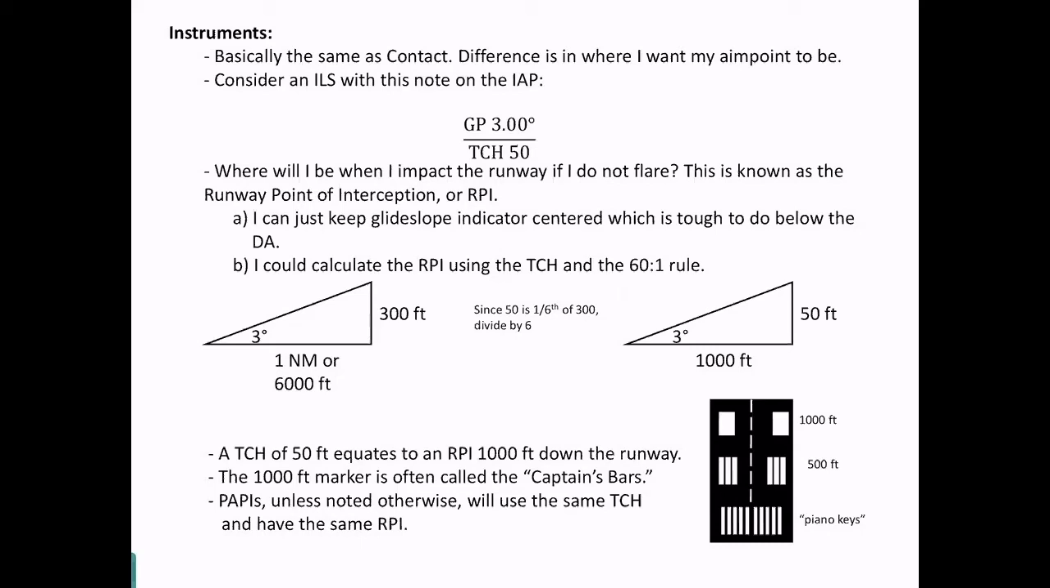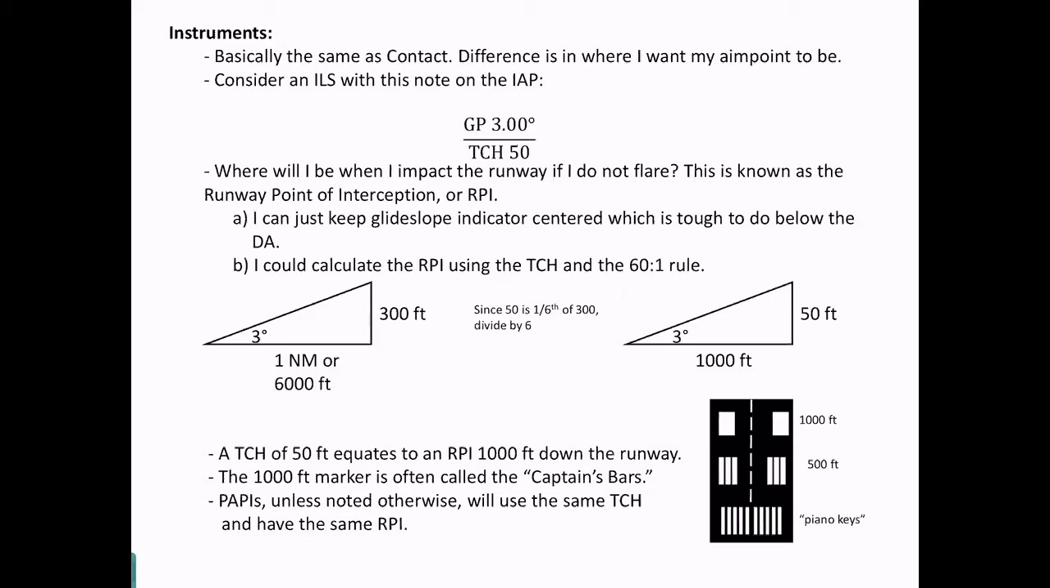So I need to figure out for an instrument approach, where did the people that wrote the instrument approach design my aim point to be? Best way to do that, I look down in the profile section and I find a little note there where it says GP, glide path, 3.00 degrees. Okay, this ILS is a 3-degree glide slope. Right underneath that, it says TCH 50. That stands for threshold crossing height of 50 feet.